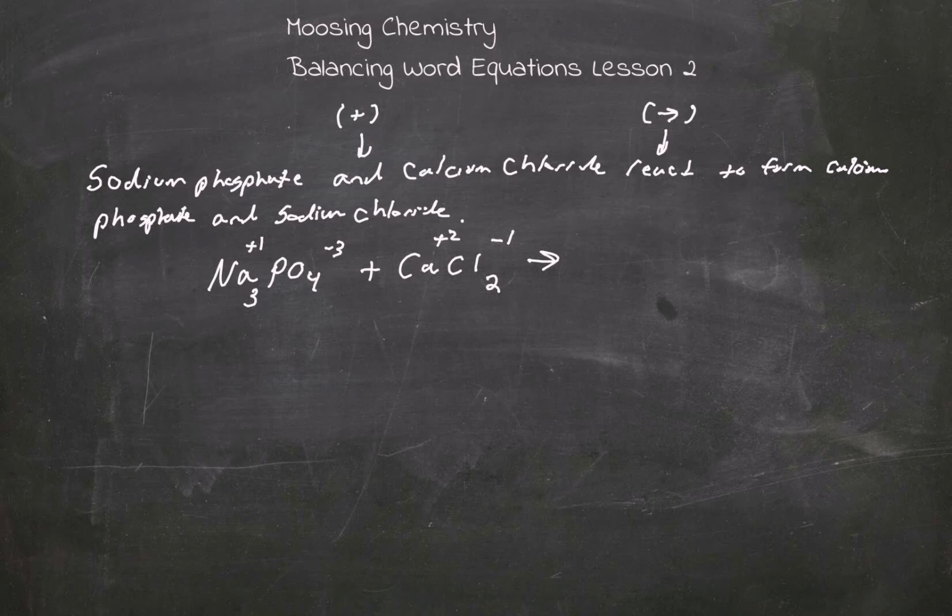React to form calcium phosphate. So remember that's a plus 2 for that. PO4 minus 3. So we're going to crisscross, put a 3 here, put a bracket here, and put a 2 there. And sodium chloride, NaCl. Well, when we balance this, we know that we're going to have to put a 6 in front of here, a 3 in front of here, and a 2 in front of here. And then our equation is balanced.